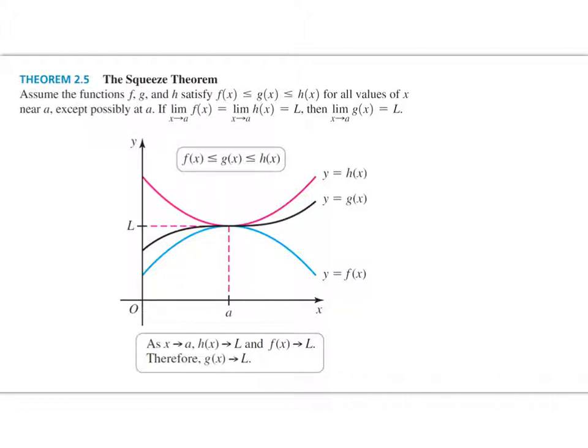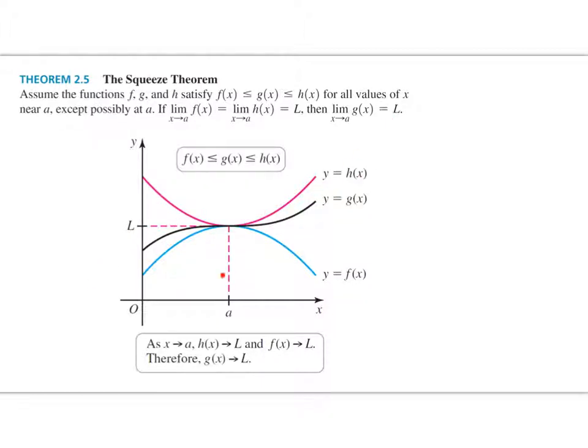then we can say that if the limit as x approaches a of f of x is the same as the limit as x approaches a of h of x, and those two both equal the same number L, the limit of that middle function, it's getting squeezed in between them, has to also equal L. So here on this picture, this pink graph is my h of x graph, the blue graph is my f of x graph, and g of x is this black curve in between.